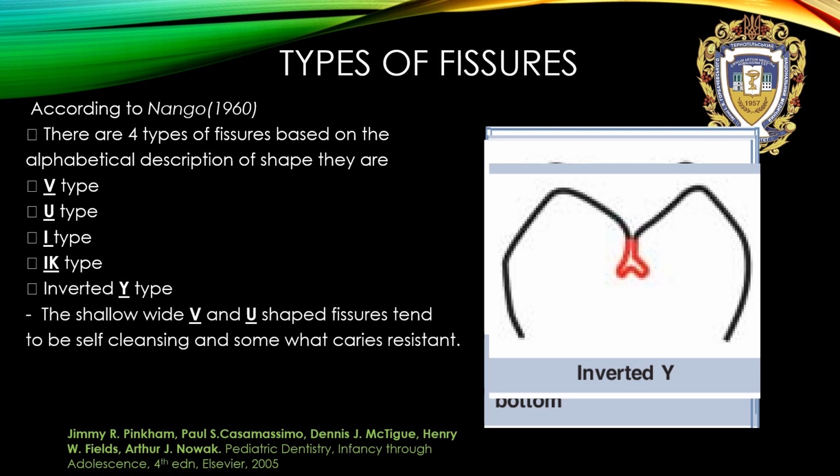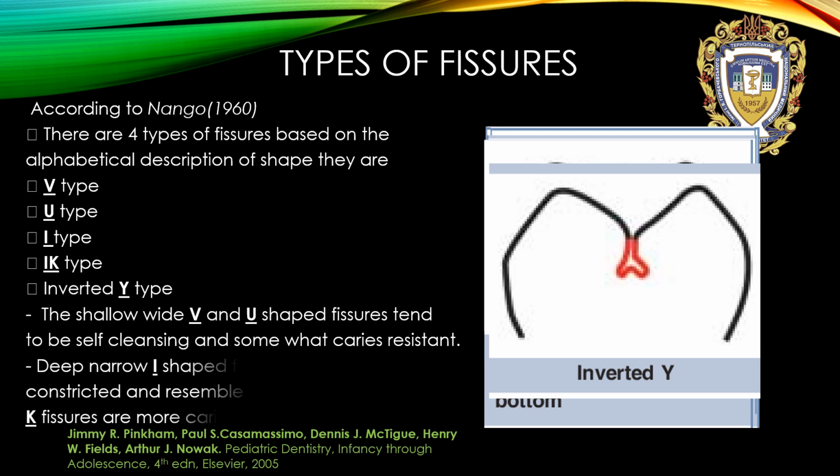The shallow wide V and U-shaped fissures tend to be self-cleaning and somewhat caries resistant. These are the first 2 types of fissures. But deep, narrow, I-shaped fissures are quite constricted and resemble a bottleneck. I and K fissures are more caries susceptible.